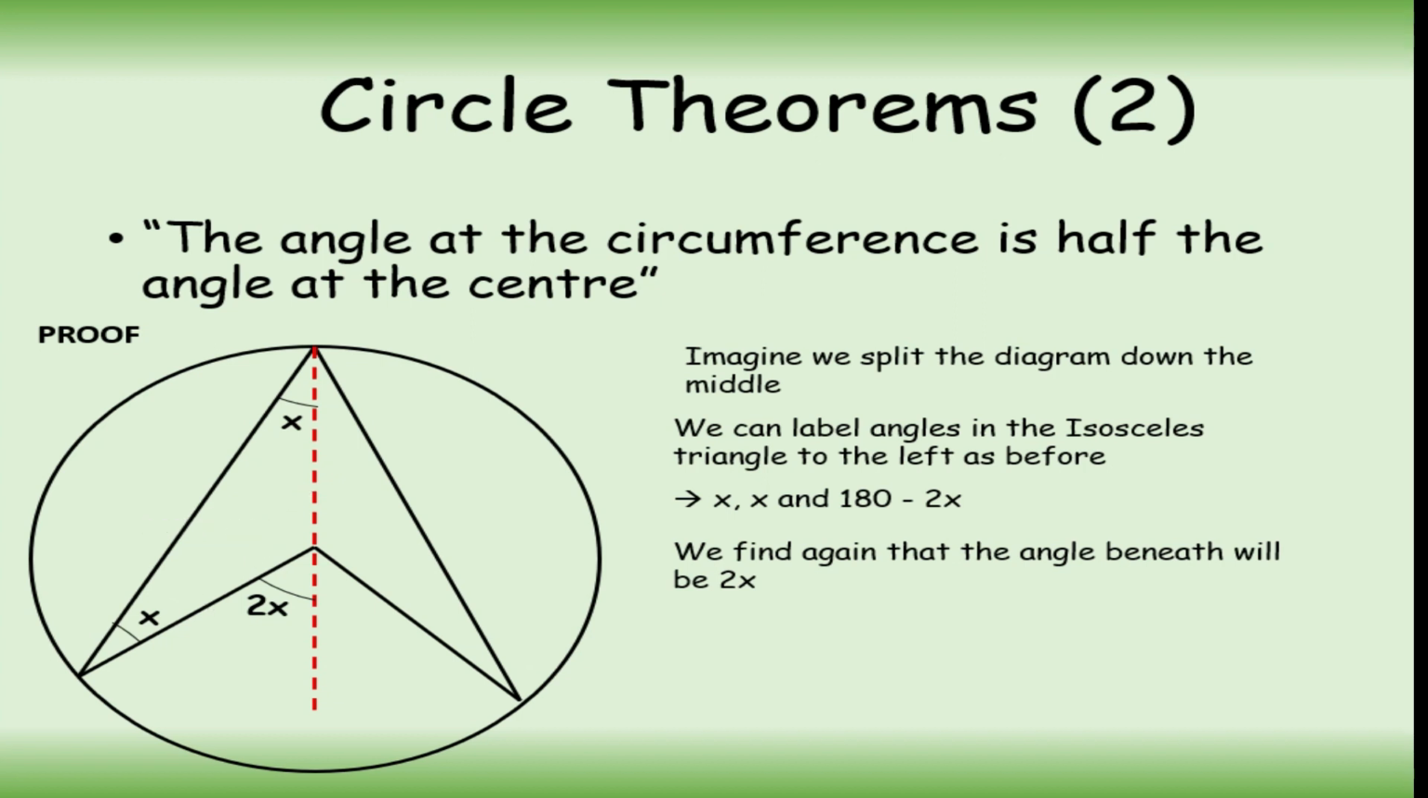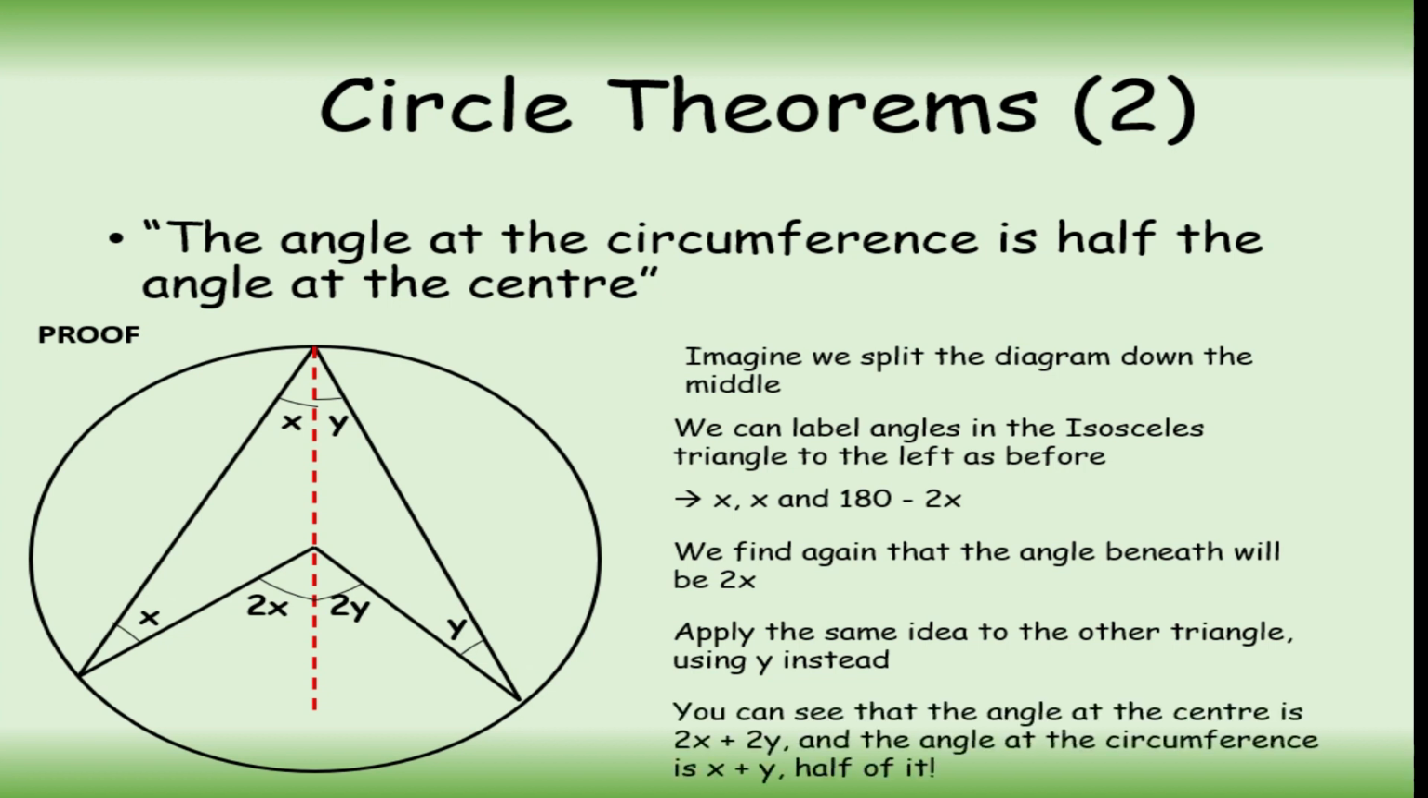Apply the same idea to the other triangle using y instead. So we also see that it's 2y. Now with this logic, it means that y plus x is half of 2x plus 2y. Is that not it? So it means that the formula is correct. x plus y is half of 2x plus 2y, and we sum them.